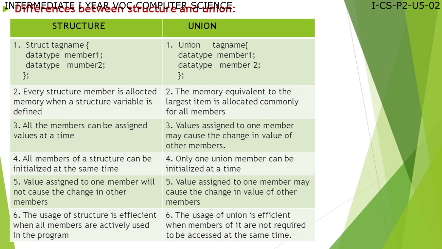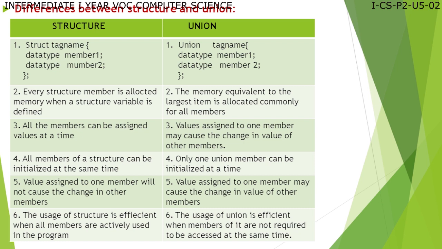Next point for the structure. A value assigned to one member will not cause a change in other members in a structure. Whenever we are assigning any value to any member of the structure, it will not change other members. If you are assigning the value to member 1, member 2 will not change. Now here, in a union, assigning a value to one member may cause a change in the value of the other member. Think I am assigning the value to member 2, it may cause a change to member 1.